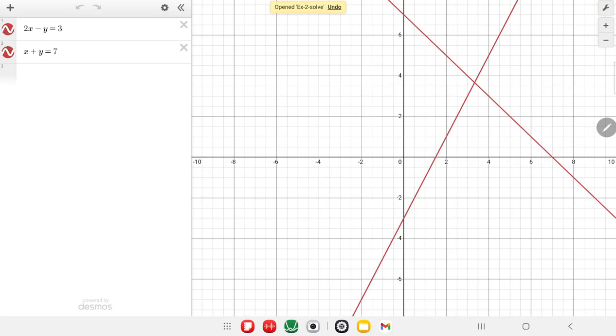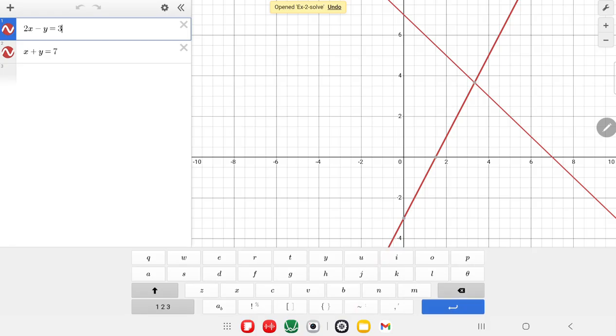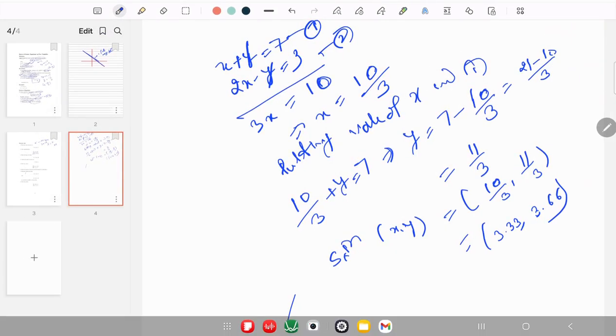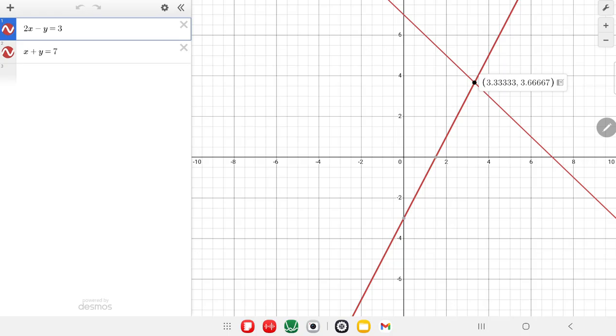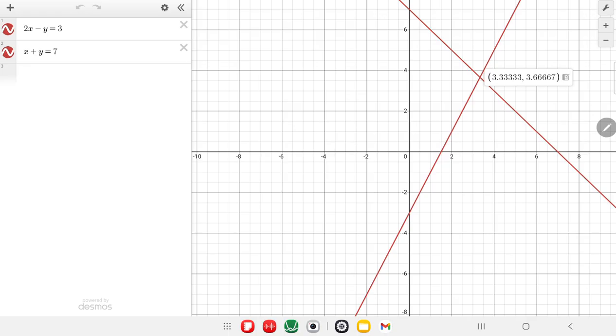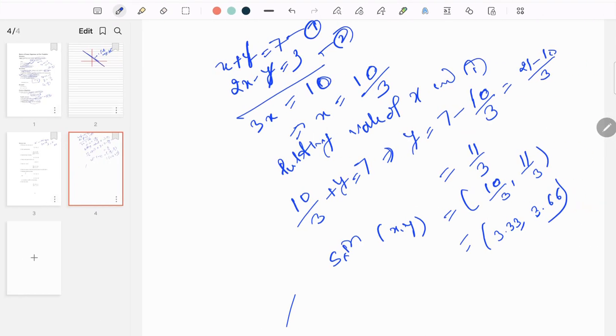Here is the same equation, x plus y equal to 7 and 2x minus y equal to 3. Just see here, the solution is exactly 3.33. We know that if two lines intersect at one point, then they have only one solution. So they intersect at x equal to 3.33 and y equal to 3.67. That is exactly what we got here. Okay, 3.67 we can write it.